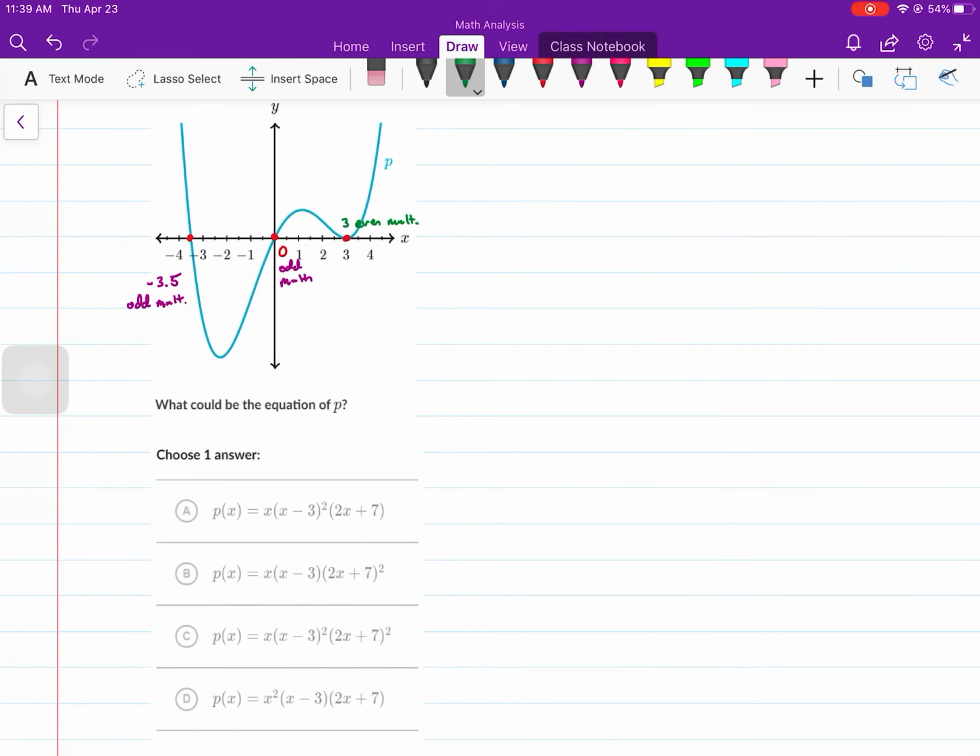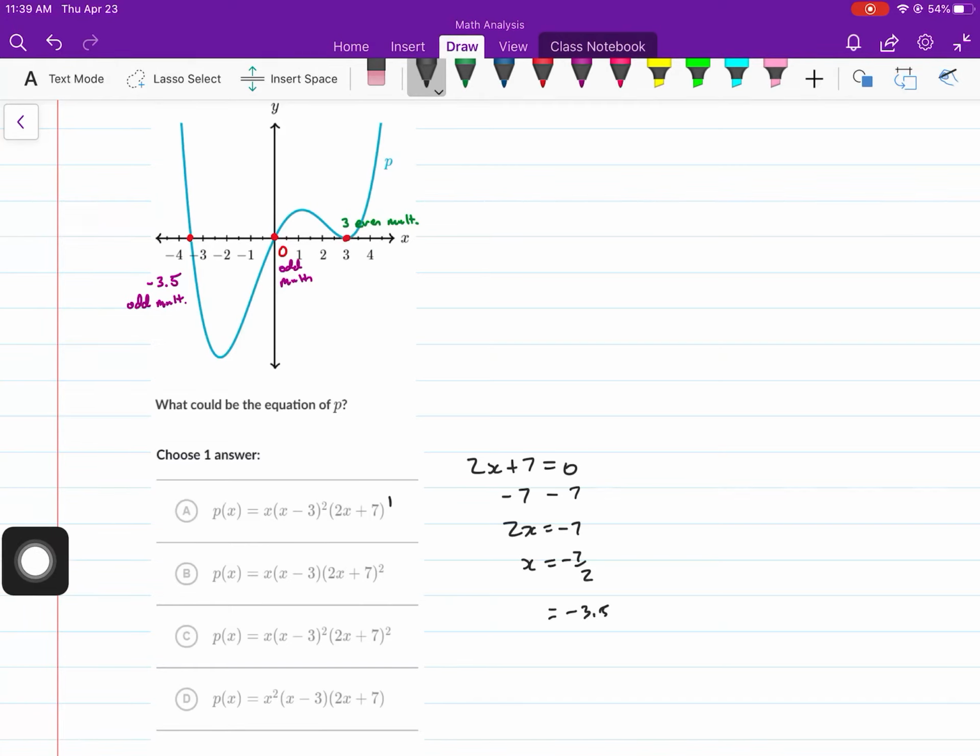So let's take a look at this. 2x plus 7, if you were to solve that, let's figure out what that even is about. If you were going to set that equal to 0, minus 7, 2x equals negative 7. So x equals negative 7 over 2. Guess what? That's negative 3.5. That fits our 0. Now it should have an odd multiplicity. If there's no exponent there, well, guess what? That's a 1. So that fits that profile. So it has an odd multiplicity.